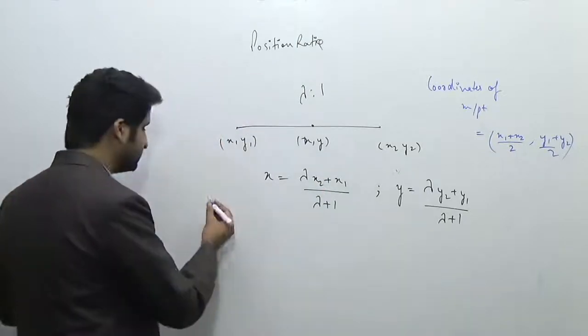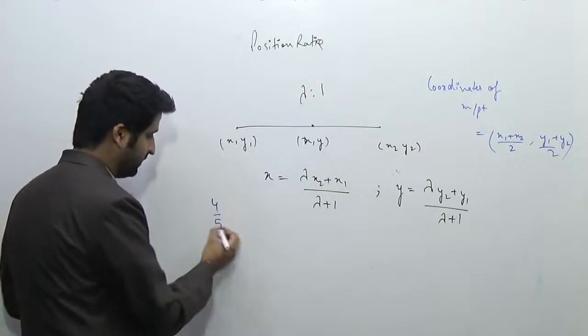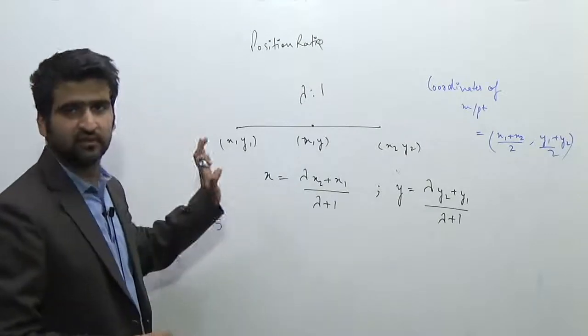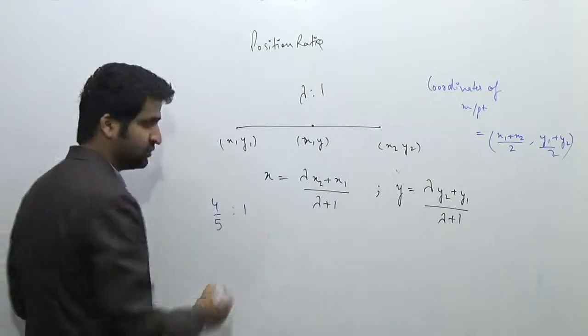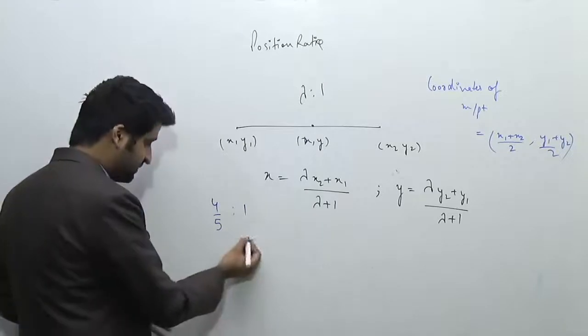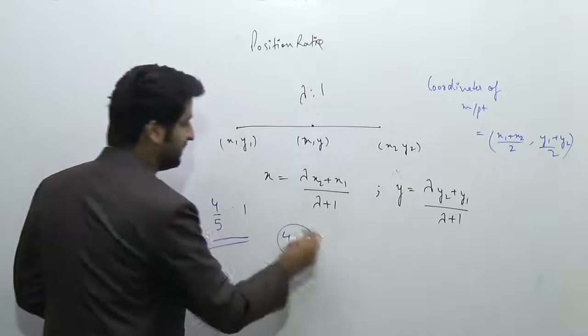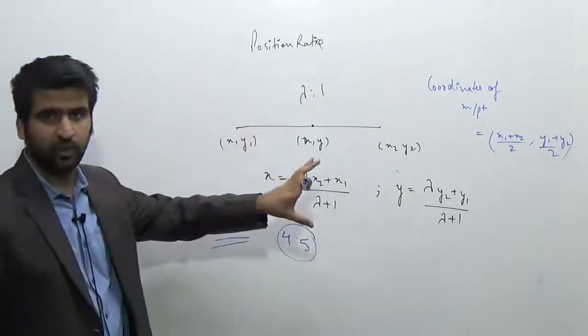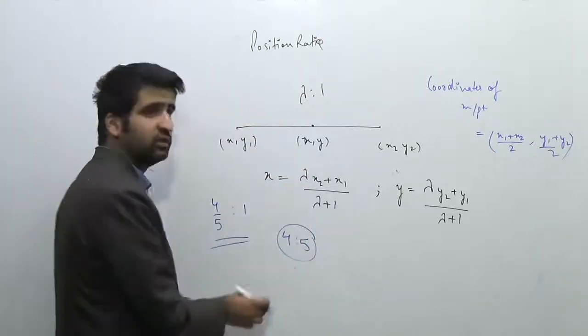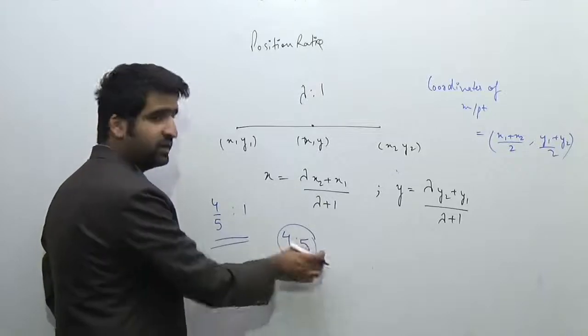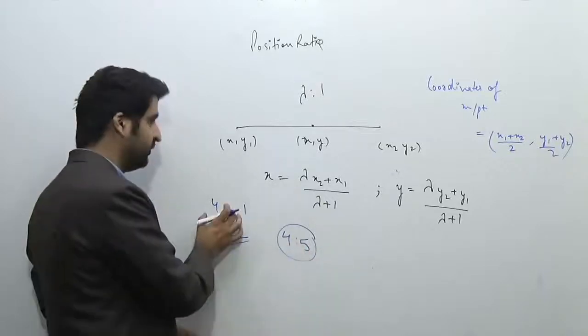Let's suppose the value of lambda comes out to be 4 by 5. Now some might say this is a senseless thing, that what is this 4 by 5 ratio 1, but this ratio can be written as 4 ratio 5. So this is the application of this position ratio formula. Instead of calculating both the values of m and n as 4 and 5, we just calculated the value of lambda.